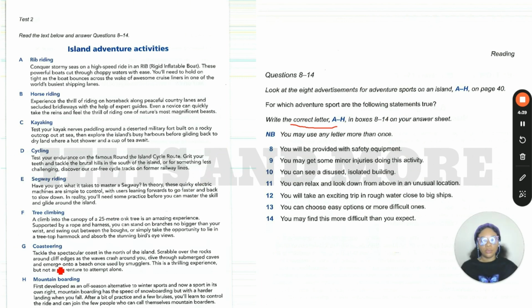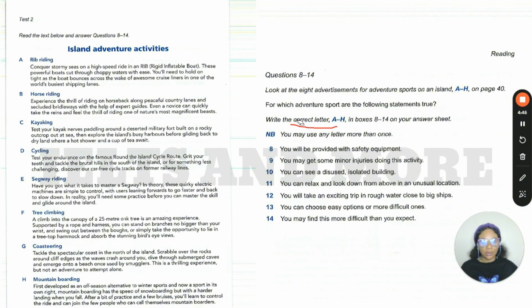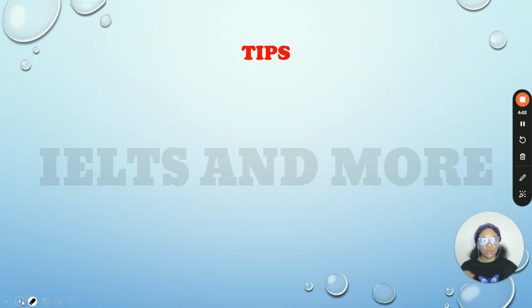Now, let's continue. You have understood the question type now, I believe. At least you understand what you're expected to do. So now let's move on to the tips. Okay, the tips for this particular question type.